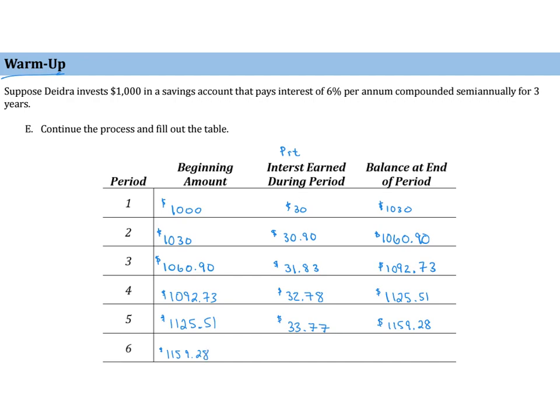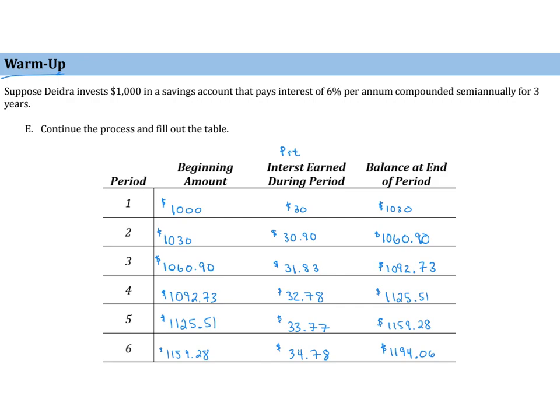So take that amount times our rate times our time. Our rate is 0.06 and our time is still 1/2. And we obtained $34.78. Add those two amounts together, the beginning amount and the interest earned for that period, and we get $1,194.06.